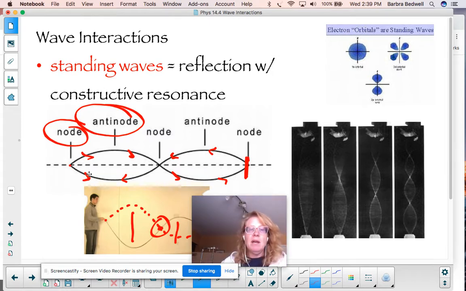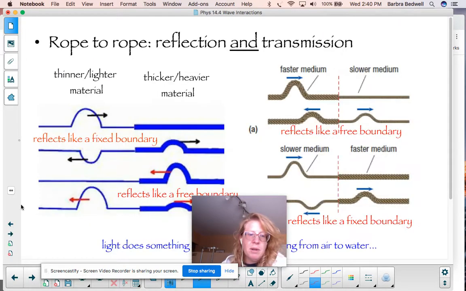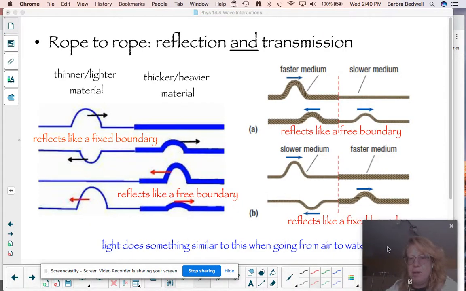If you haven't had a chance to do this, play with a piece of string or a slinky. Actually, look up slinky standing waves on YouTube, and you can see some really good videos of what that looks like. All right, moving on, so we don't take up too much of our valuable time here.